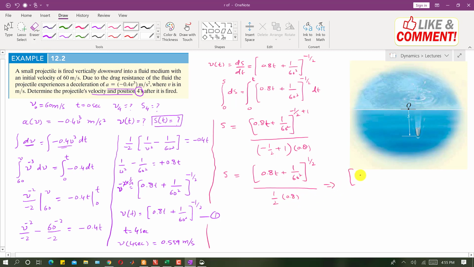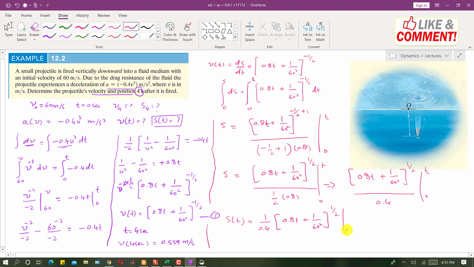So this will be equal to (0.8t + 1/60)^2 to the power 1/2, and the denominator becomes 0.4. So we can write s of t, s as a function of t, as 1 divided by 0.4 times (0.8t + 1/60)^2 to the power 1/2. We haven't applied the boundary condition yet. This is from 0 to t, remember.